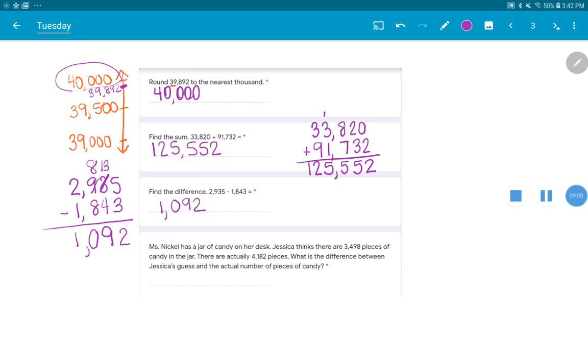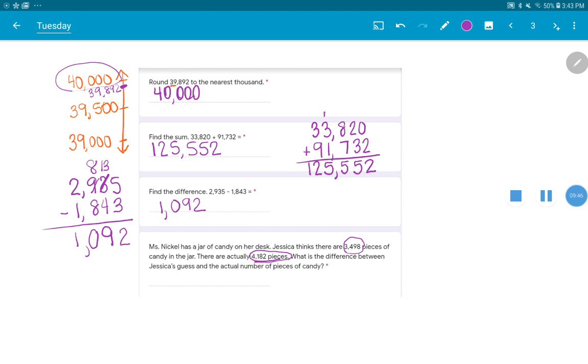And the last question for today. Miss Nickel has a jar of candy on her desk. Jessica thinks that there are 3,498 pieces of candy in the jar. There are actually 4,182 pieces. What is the difference between Jessica's guess and the actual number of pieces of candy? So here's the actual total, 4,182. And Jessica thinks that there are 3,498. So we've got to figure out what the difference is.